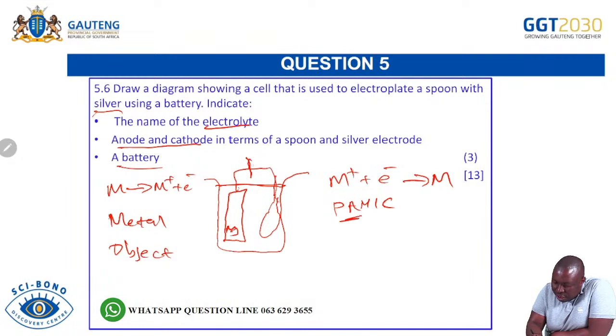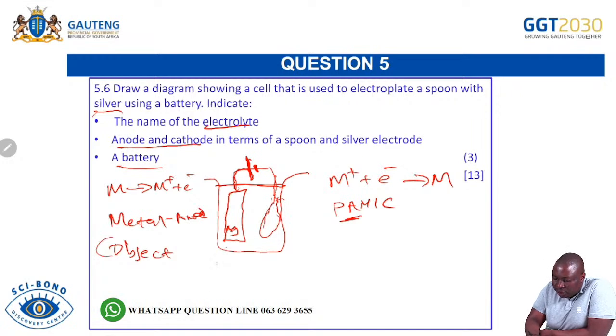Positive is the anode. So the bigger one is the anode, and in the anode we lose electrons. So that's where we have the metal. So you must be able to connect your metal to the anode and your object to the cathode. So on the cathode you'll have your spoon there.